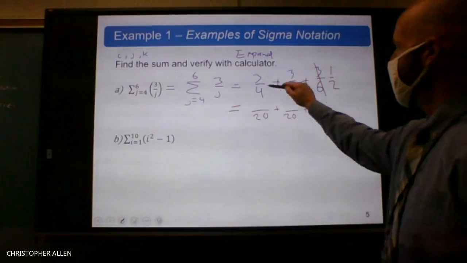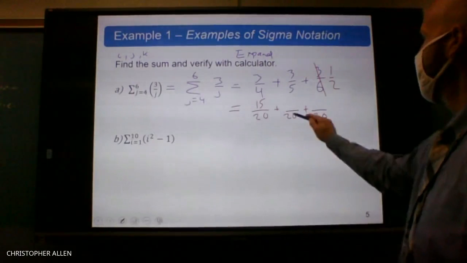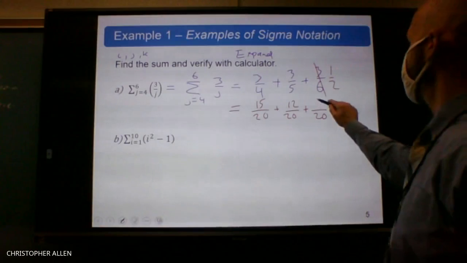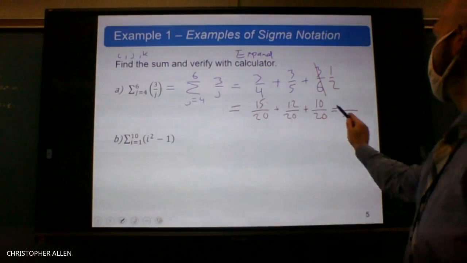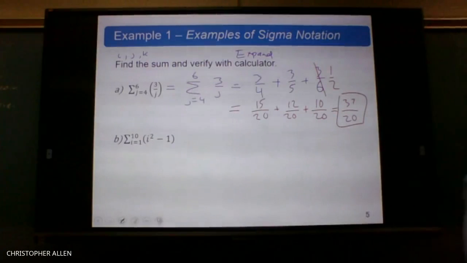So let's see, I'm going to multiply the top and the bottom of this one by 5. So I think that's 15. This one by 4. So I think that'd be 12. This one by 10. So I think that'd be 10. Denominator stays the same. So 20, I think it's 37 over 20 if I'm not mistaken.